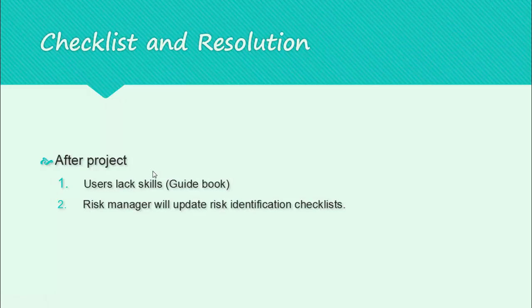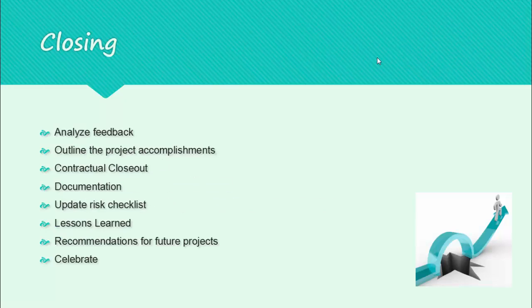Users may lack skills to use this application, so the developer will make a guidebook for users. Finally, the risk manager will update risk identification checklists. It will help us in the next project. Finally, project closing, where we are going to analyze feedback, outline the project accomplishments, contractual closeout with documentation, update risk checklist, lessons learned, recommendations for future projects, and celebrate a successful project.